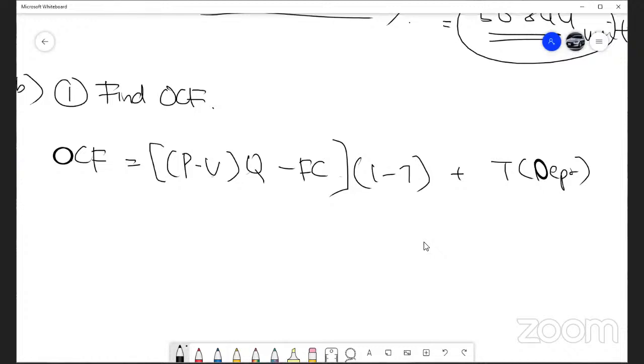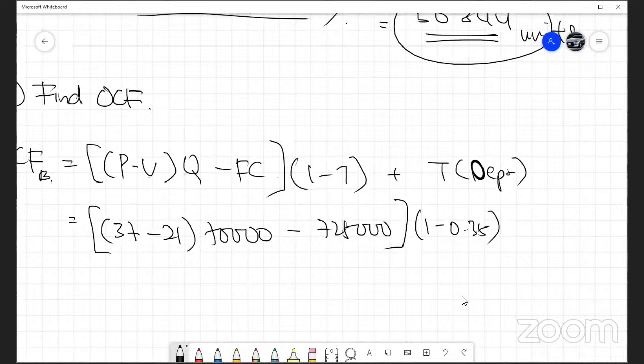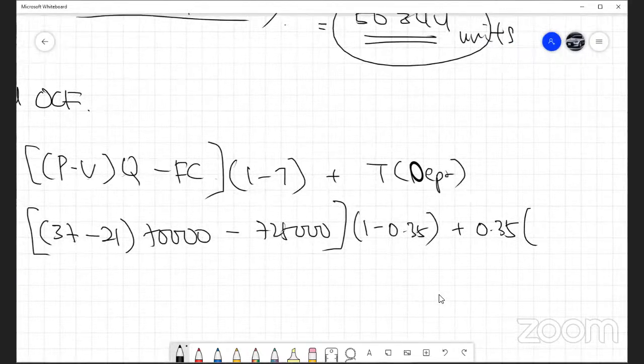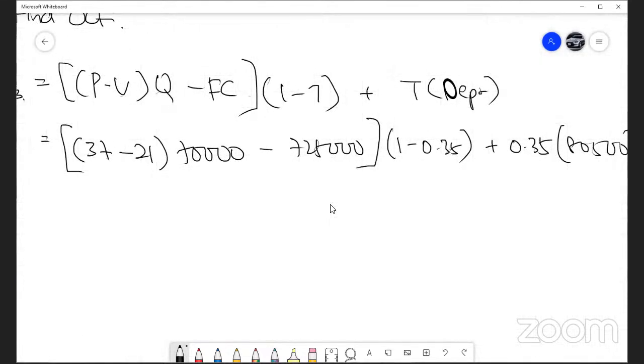Okay, so this is the OCF of the base case. In this question, everything is given to you. Price at 37, variable cost is 21, quantity 70,000, fixed cost 725,000. Close bracket. 1 minus 0.35, plus 0.35 multiplied by depreciation 80,500. This will give you an operating cash flow of 284,925.